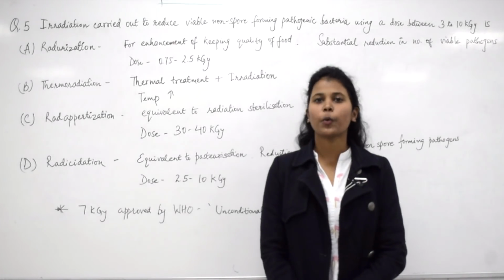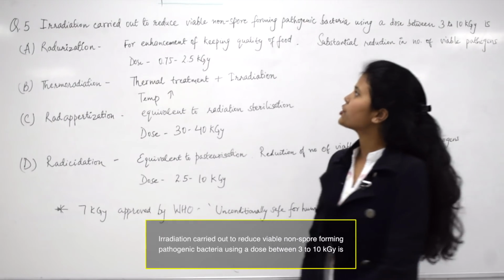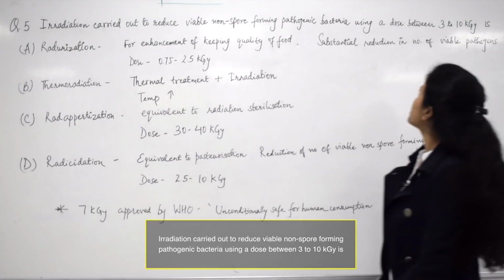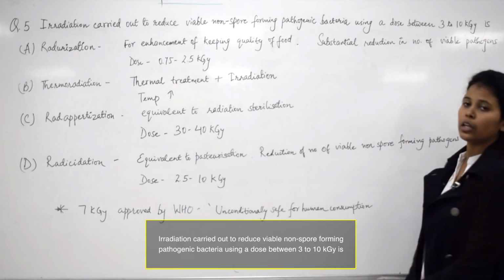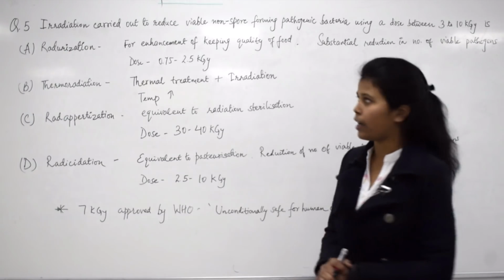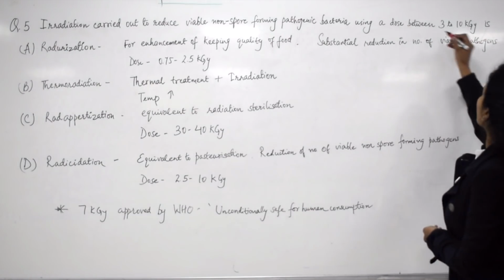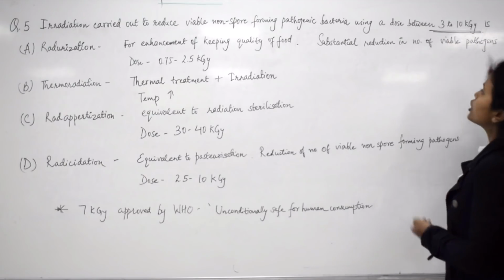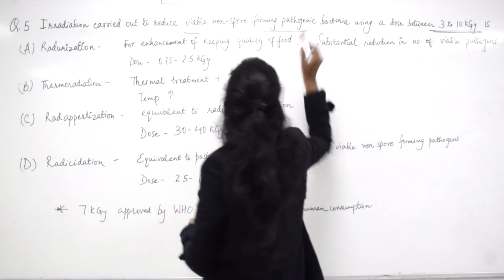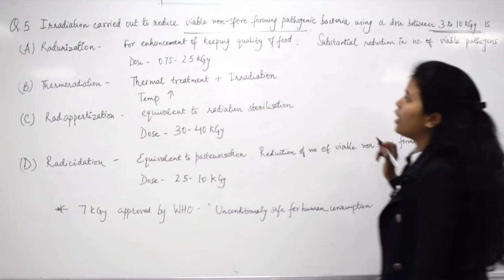Now let's move on to question number 5. Irradiation carried out to reduce viable non-spore forming pathogenic bacteria using a dose between 3 to 10 kilogray is. So here in this question, the irradiation process is being carried out using a dosage of 3 to 10 kilogray to kill viable non-spore forming pathogens.